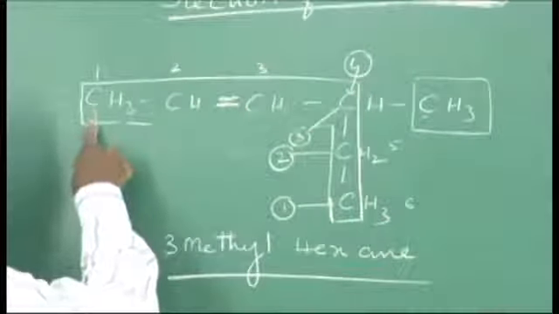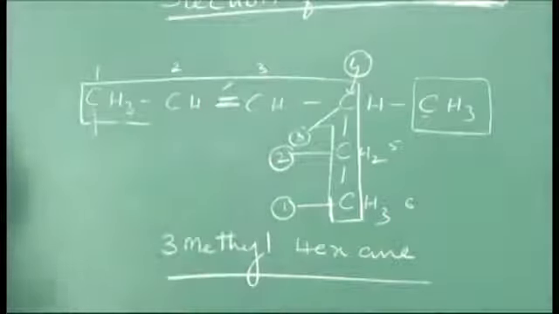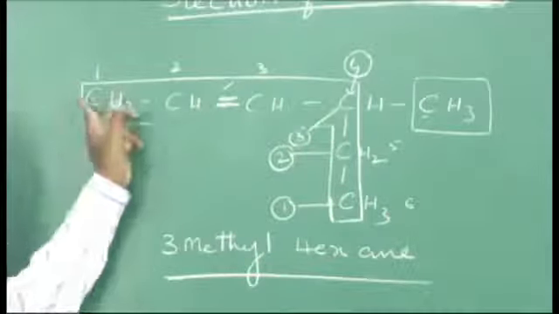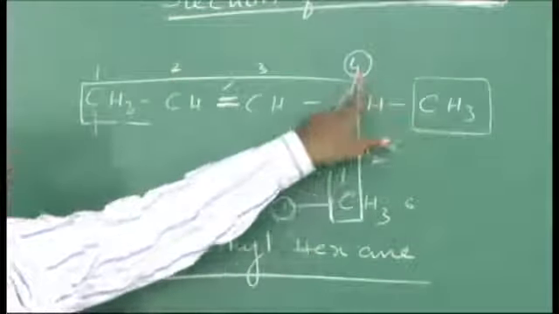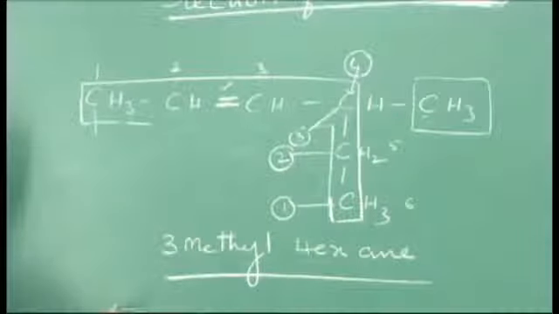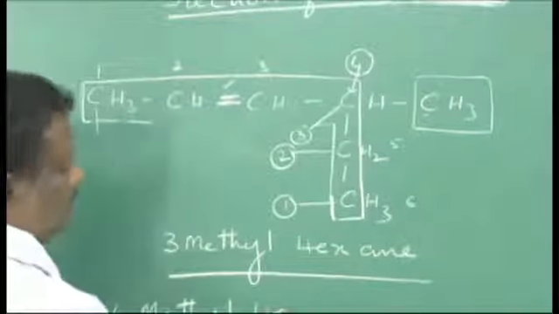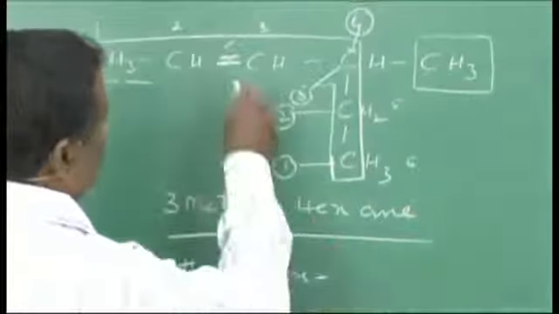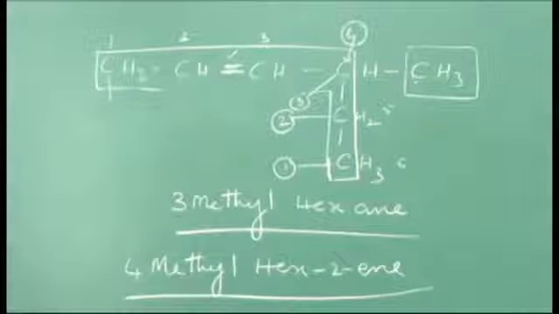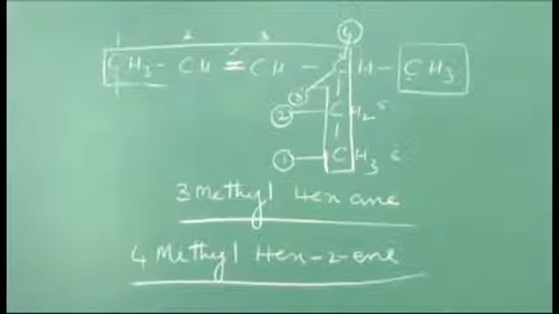But if I give numbers from this side, 1, 2, 3. So I should give preference to this double bond rather than the other numbering. With this numbering, this methyl group will be on the fourth carbon. In such cases, the name of this compound will be 4-methyl hex-2-ene. 4-methyl hex-2-ene.